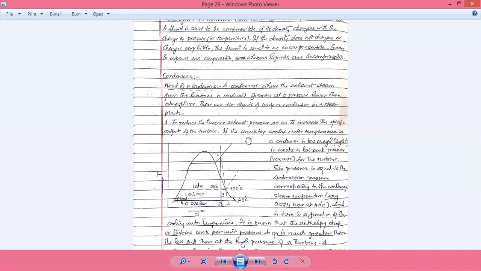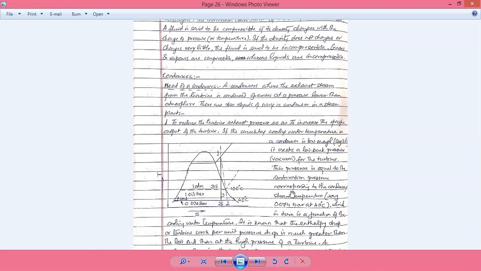Now, the circulating cooling water temperature is always low enough, say around 30 degrees centigrade, and it creates a low back pressure. Generally, for the sake of economy, we use water as the cooling agent of the condenser, kept at more or less the natural temperature of a particular place, around 30 degrees centigrade. This creates a low back pressure, meaning a vacuum for the turbine, sometimes lower than the surrounding atmospheric pressure.